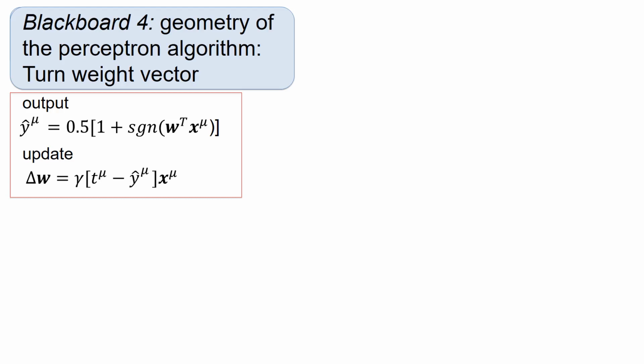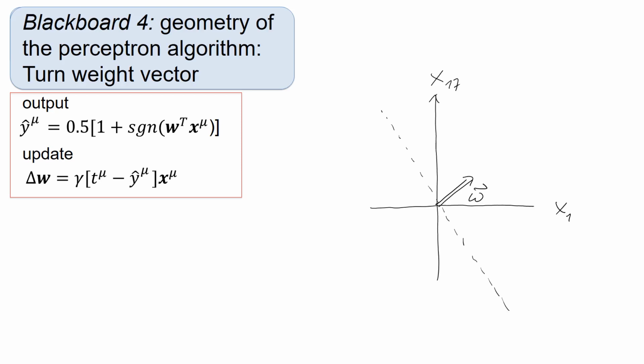So let me explain this algorithm. Let us pick two axes. So this is input dimension x1 and some other input dimension, say x17. And now let me draw the weight vector, the current position of the weight vector, maybe like this, and I will draw the hyperplane that is perpendicular to the weight vector. So this is the weight vector, it's not normalized, and the hyperplane goes through the origin because we are in n+1 dimensions, so there is no threshold here. The threshold is integrated in as this extra dimension.